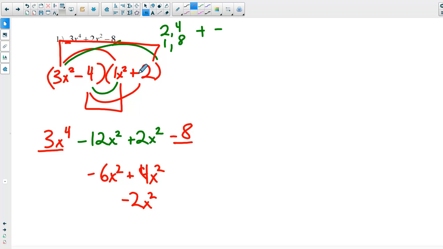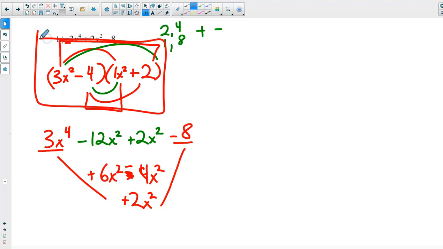So now if I go negative 4 times x squared, that gives me negative 4x squared. If I go 3x squared times 2, that gives me positive 6x, which gives me positive 2x, which now gives me everything that I wanted. And so that is factored. That's the factored form. So it's guess and check, so it takes a little bit of practice.